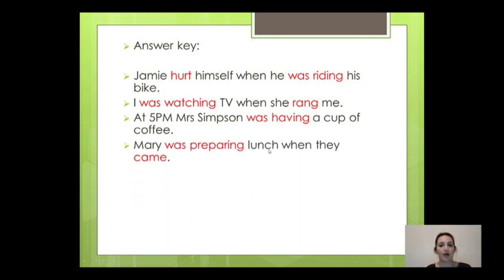Mary was preparing lunch when they came. So she was in the process of something, preparing lunch. They showed up, they appeared, they came, whatever, and interrupted her. Dakle, ova radnja, the interrupting action, is used in the simple past. And the first one, the longer one, in past continuous.